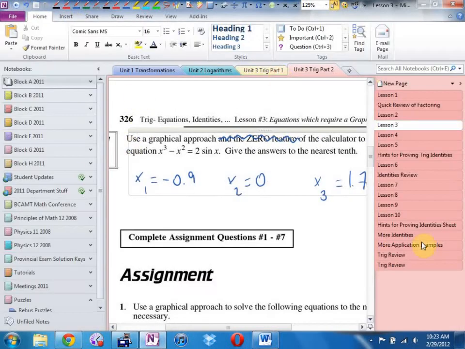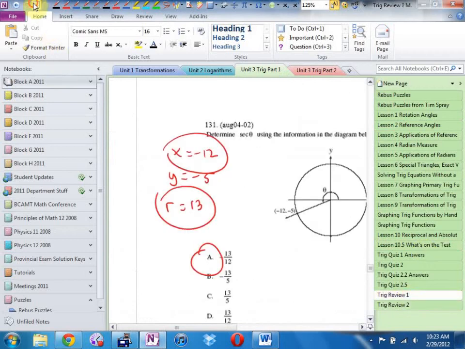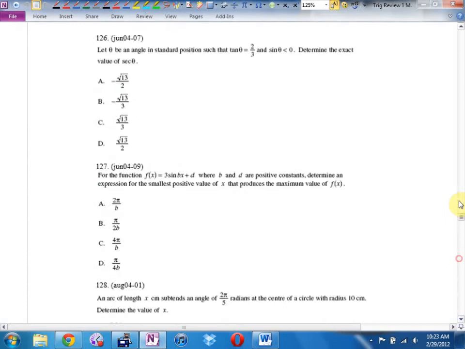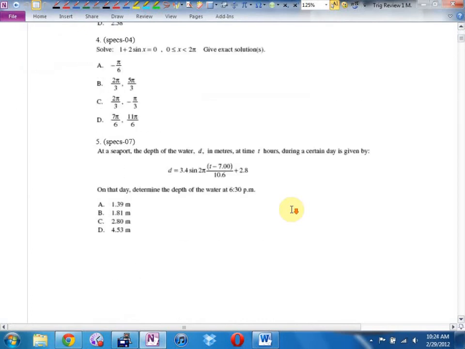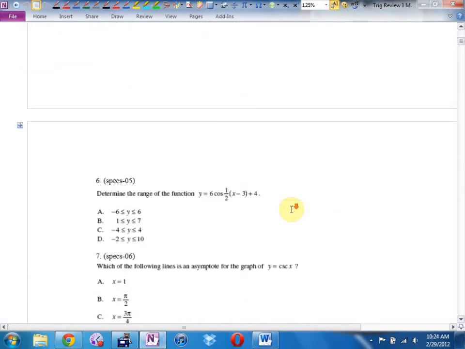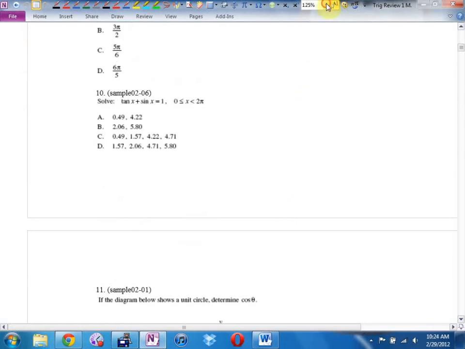I gave you a trig review last unit. You don't need to get it out. I'll just show it to you. Trig review number 1. The one that looked like that. Okay? And I'm just going to scroll through and I'll show you how I can instantly spot a graphing calculator solving question. Number 10 is for sure.